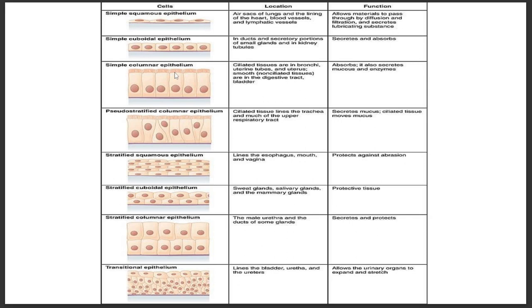We also have simple columnar. What's the function of simple columnar? It is there for absorption also. It also secretes mucus and enzymes. That is a simple columnar. So simple columnar can be ciliated or not ciliated, just like any other can be ciliated or not. So ciliated tissue, like in bronchi, in the uterus, okay, and also we have got the digestive tract. We have got simple columnar.